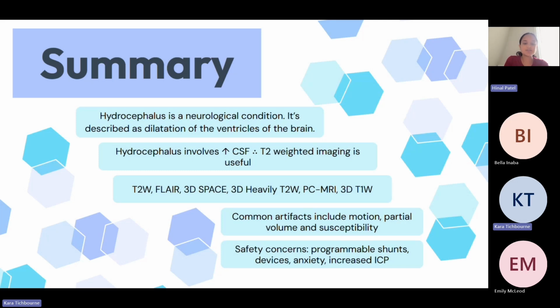So, in summary, hydrocephalus is a neurological condition and is described as the dilation of the ventricles in the brain. Hydrocephalus increases the CSF, and T2 weighted images are helpful in visualization. T2 weighting, FLAIR, 3D SPACE, 3D heavily T2 weighted, as well as PCMRI and 3D T1 weighted images are also helpful in many different scenarios. Common artifacts include motion, partial volume, and susceptibility. And lastly, safety concerns include programmable shunt devices, anxiety, and increased intracranial pressure.